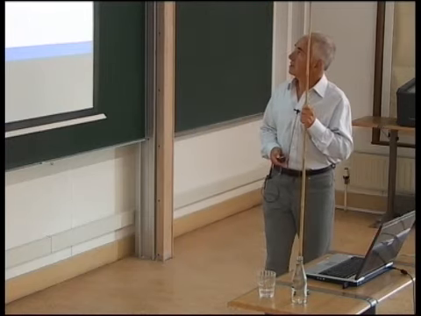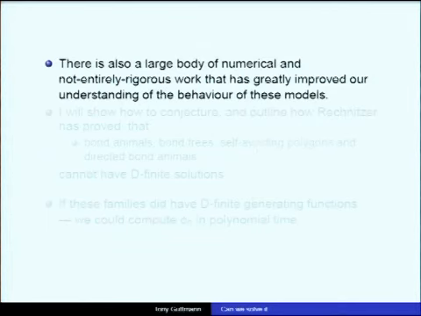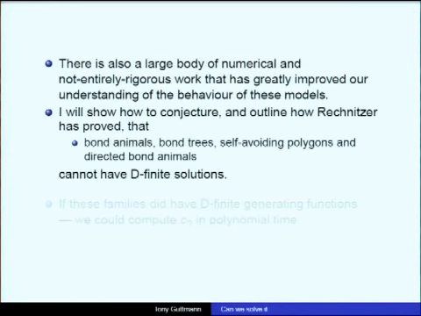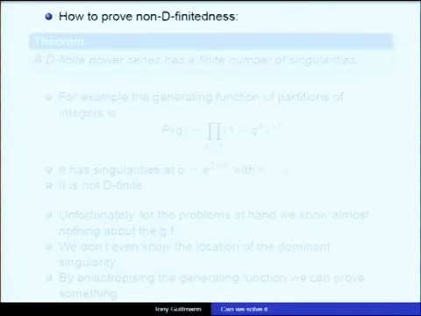That's not to say there is no other rigorous work. Of course, we know that this limit, as I mentioned last week, exists. We've known that for 50 years, so we know that this growth constant lambda exists. Rigorous bounds on lambda can be found. There's also a large body of numerical and not entirely rigorous work that has greatly improved our understanding of the behaviour of these models. What I want to show for the rest of this talk is how to conjecture and then outline how Rechnitzer proved that bond animals, bond trees, self-avoiding polygons and directed bond animals cannot have D-finite solutions. So there's not a lot of point looking for them. Of course, if they did, we could generate the coefficients in polynomial time.